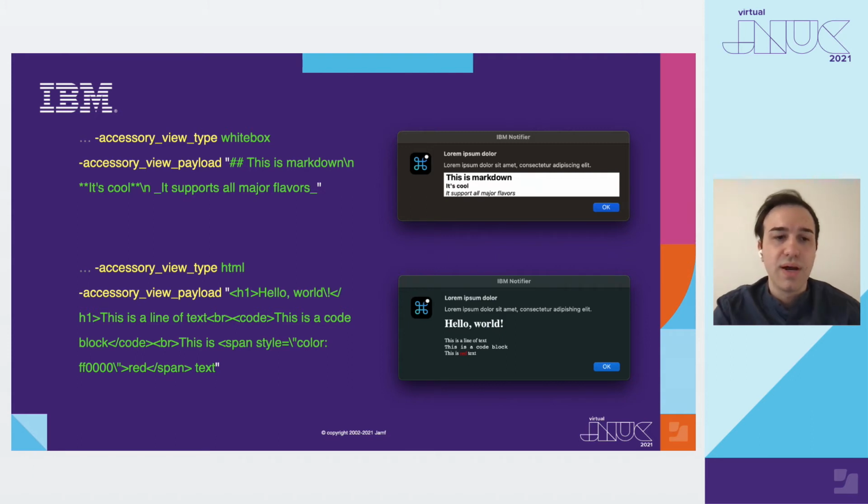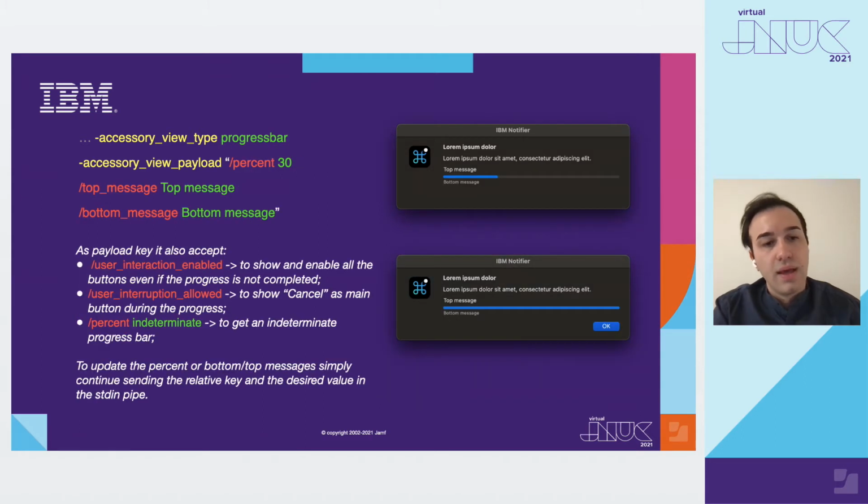In this example, a white box accessory view type accepts as payload simple text or text with the markdown format. The HTML one, of course, accepts text with HTML markup. Then we have the progress bar accessory view type that basically accepts this custom payload that follows a key value paradigm.